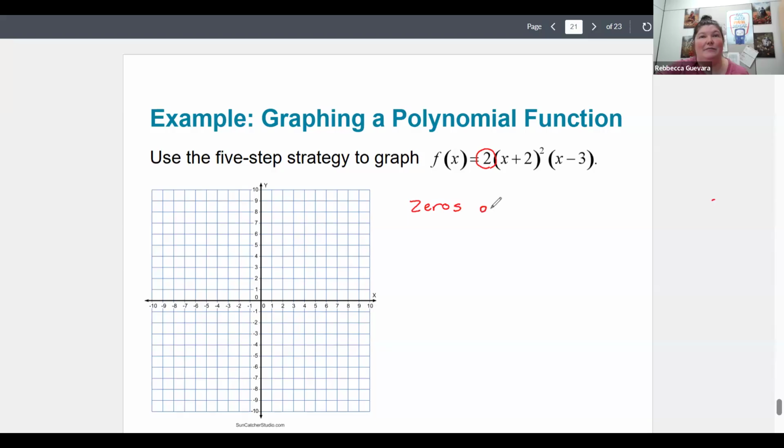My zeros are going to be x equals negative 2 with a multiplicity of 2. So we know we are going to touch at x equals negative 2. So that's one thing that we know is going to happen.